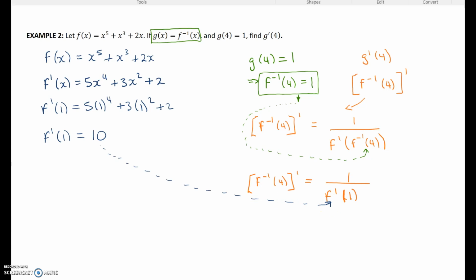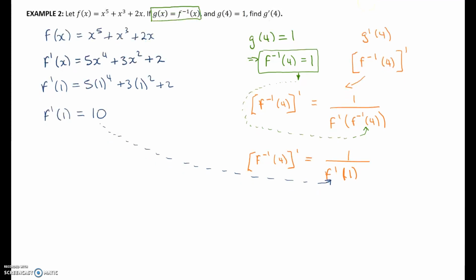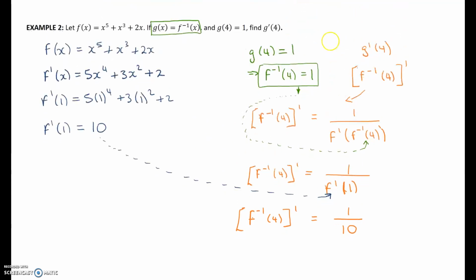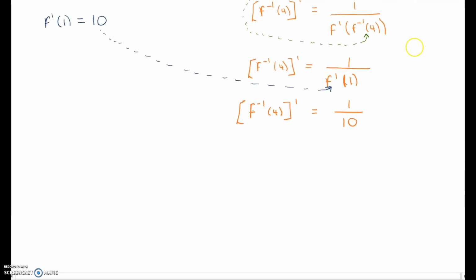And so we finish off eventually with the derivative of f inverse of 4 being 1 over 10. Now remember, if you look back at the question here, we were asked to find g prime of 4, so let's put it back into g prime notation so that everyone knows what we mean. So g prime of 4 is equal to 1 over 10.